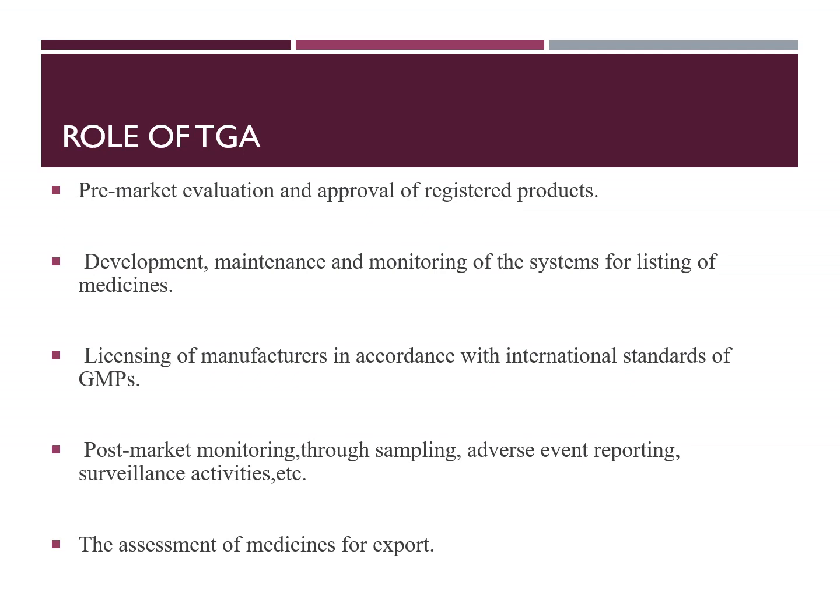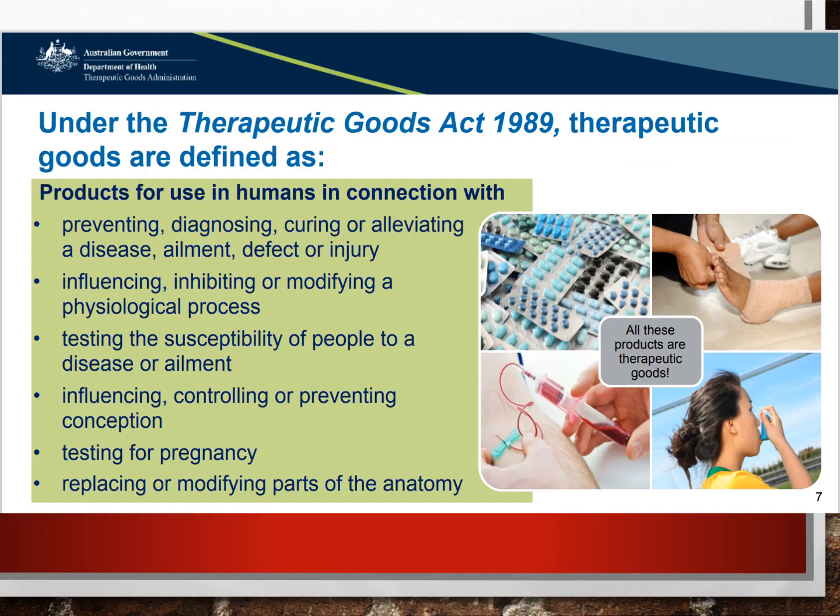Role of TGA: pre-market evaluation and approval of registered products, development, maintenance and monitoring of the system for listing of medicines, licensing of manufacturers in accordance with international standards of GMP, post-marketing monitoring through sampling, adverse event reporting, surveillance activities, etc. and the assessment of medicine for export.